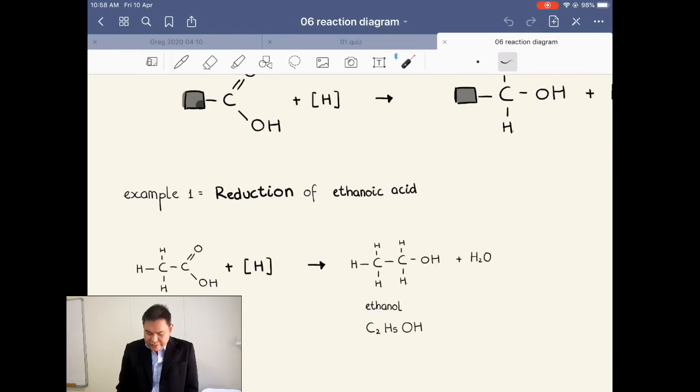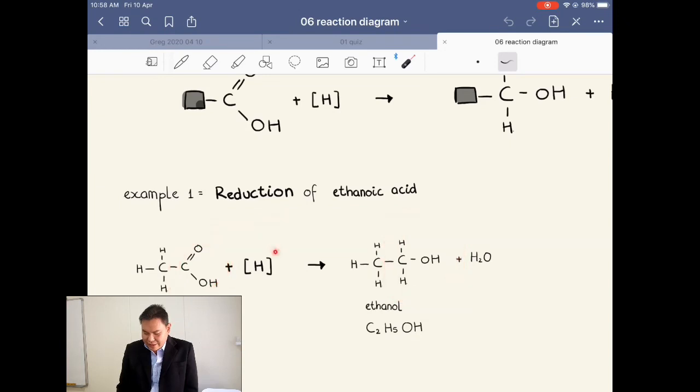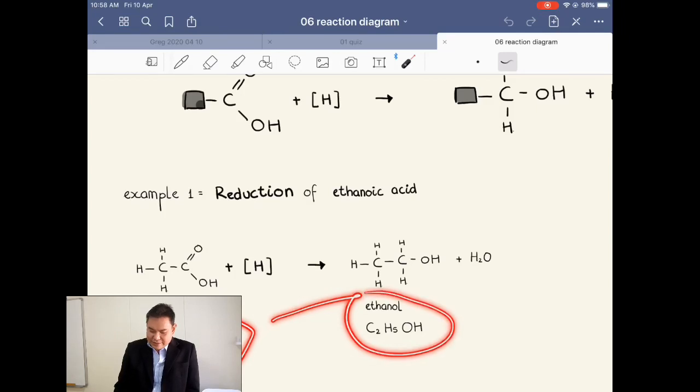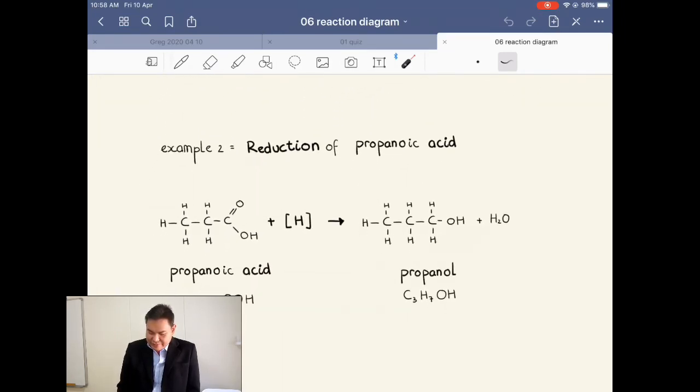Ethanoic acid is CH3COOH. If you reduce it, the COOH will turn into CH2OH with the 2 hydrogens, of course, right? You must add the reducing agent to do that, and the byproduct is of course H2O. Ethanoic acid will turn into ethanol. So that's example 1. I can give more examples.